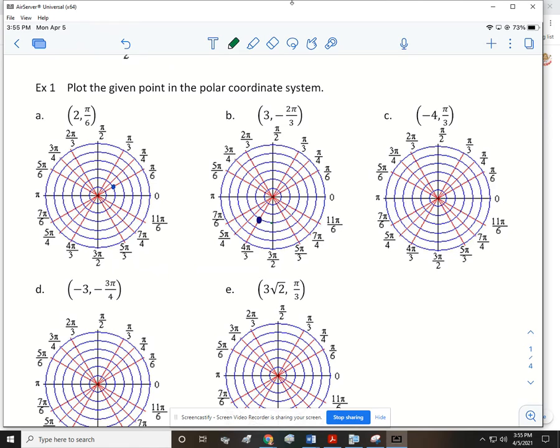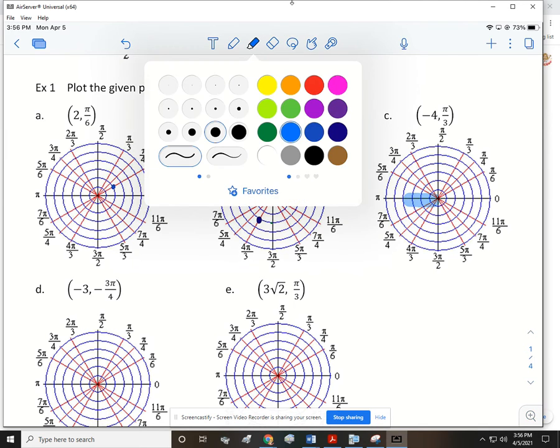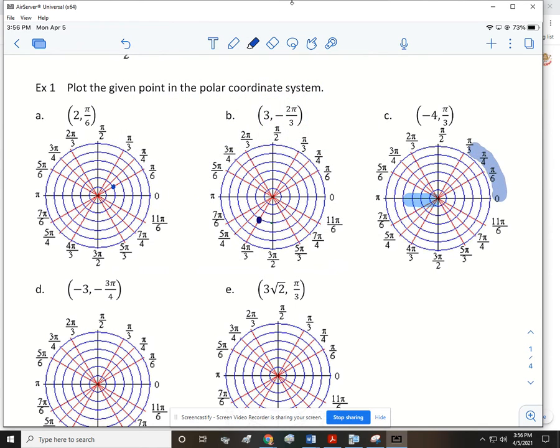So the next one, this time our r value is negative. So instead of moving 4 circles that direction, we're actually going to move 4 circles to the left. So 1, 2, 3, 4. We're going to start there and then do our rotation from there. So rotating pi over 3 from 0 is that much, but we are rotating it actually from pi. So it's that same amount of rotation, just from a different point, not from 0. But whoops, I put it in the wrong place. Make sure we go 4 circles out.